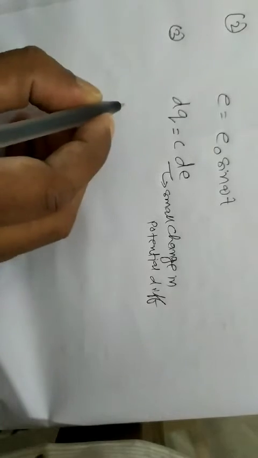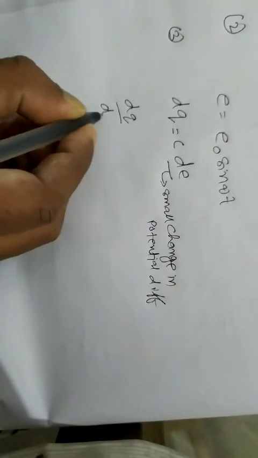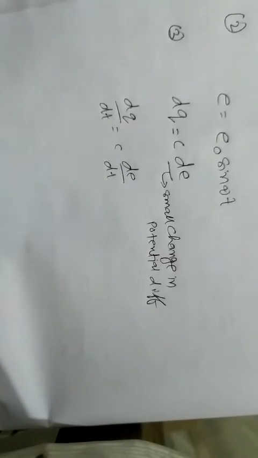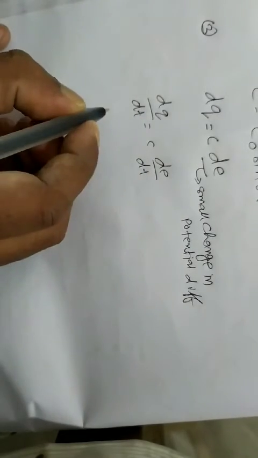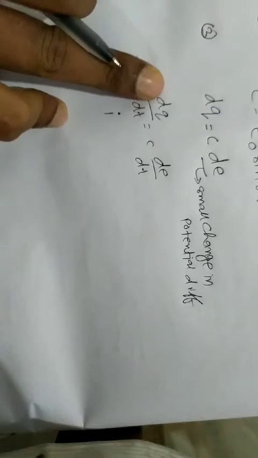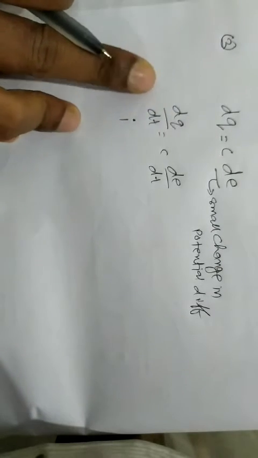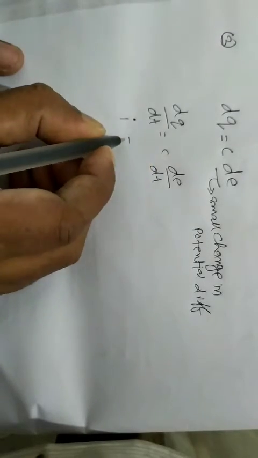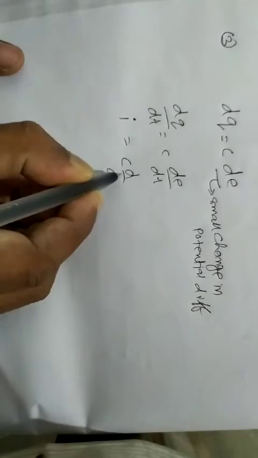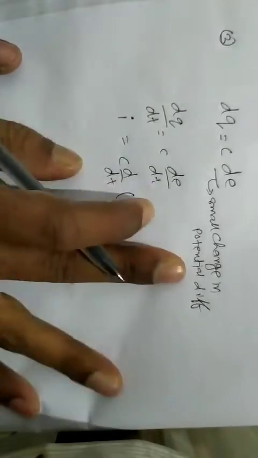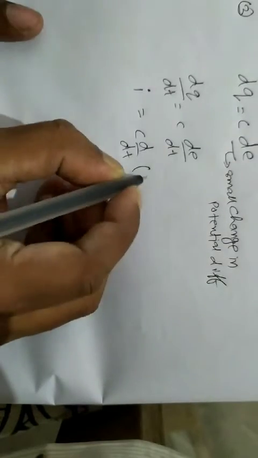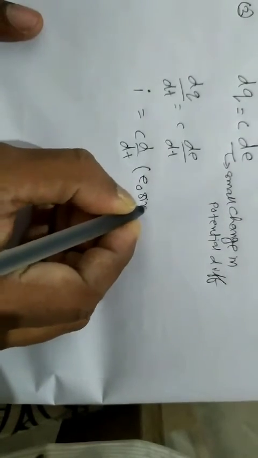Okay. So if I differentiate this, can we write dq by dt is equal to C dE by dt? Here, dq by dt is what? Current I. The rate of flow of charge per unit time is known as current, and C dE by dt. So E is the EMF, and E is equal to E naught sine omega t.